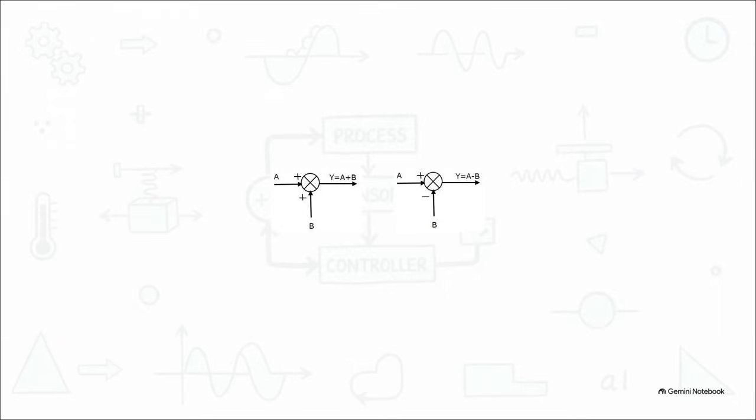It's straightforward logic. If two signals enter with a plus sign, those two positive inputs add together. But if a positive and a negative input meet, they subtract to find the difference. This simple little visual node is literally the heart of the error detector we were talking about earlier.